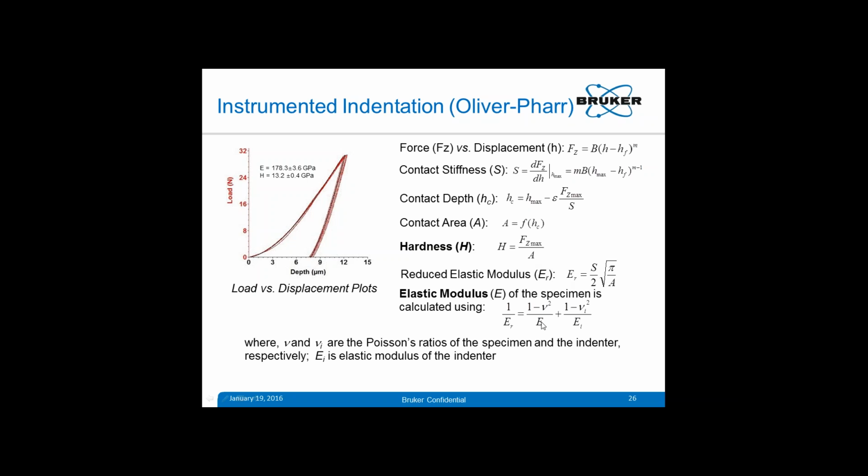E is the elastic modulus of the specimen. Nu is the Poisson's ratio of the specimen. Nu I and E I are the Poisson's ratio and elastic modulus of the indenter. If these three things are known, E R is calculated from this data, and E is found out, which is the elastic modulus of the specimen.